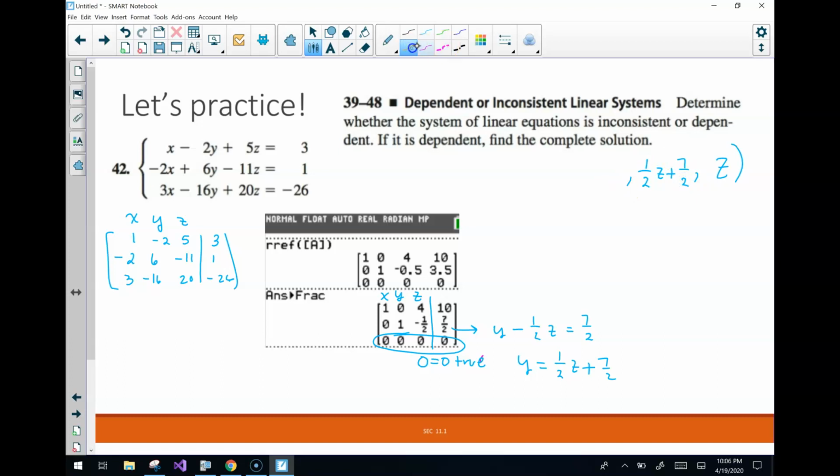Okay, then for our last equation, this one here, we have x, 0y, which wipes y out, so we have x plus 4z equals 10. So we have x equals -4z plus 10. And all we have to do is put that into the x position in our ordered triple. So we have -4z plus 10. And there's our infinite solutions.